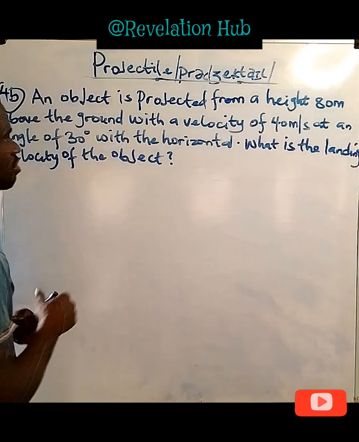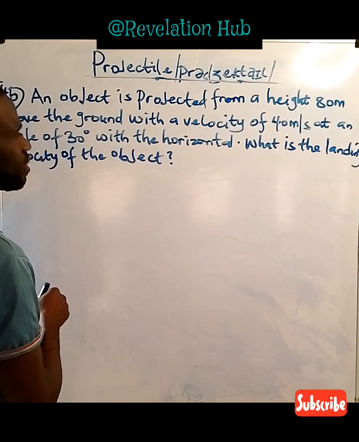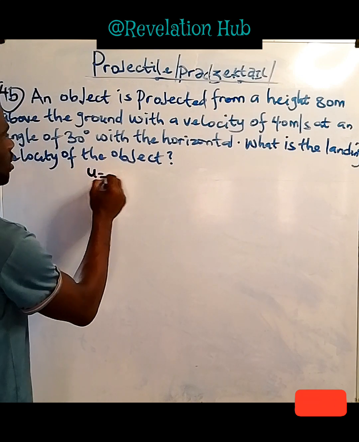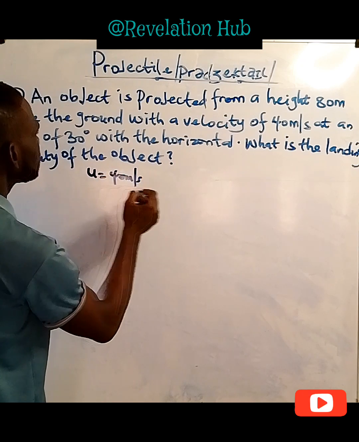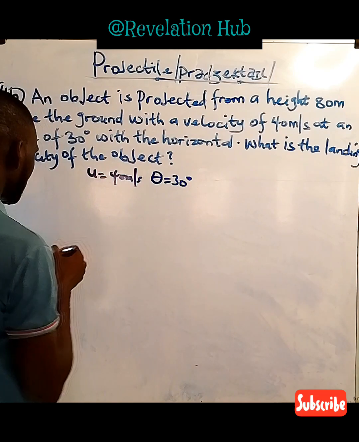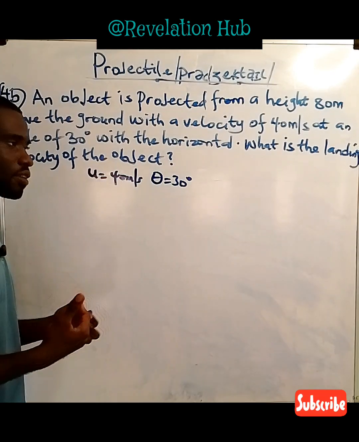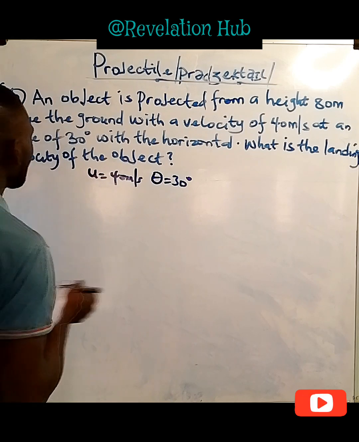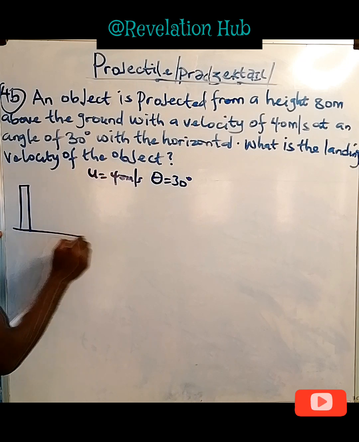An object is projected from a height of 80 meters above the ground with a velocity of 40 meters per second. This is the initial speed. Initial velocity is 40 meters per second. The angle of projection is 30 degrees with the horizontal. Now, this was done from the top of an elevated surface. It could be on the top of a building, it could be any elevated surface. So let's say it's a building actually. Let's assume that it's projected from the top of a building.